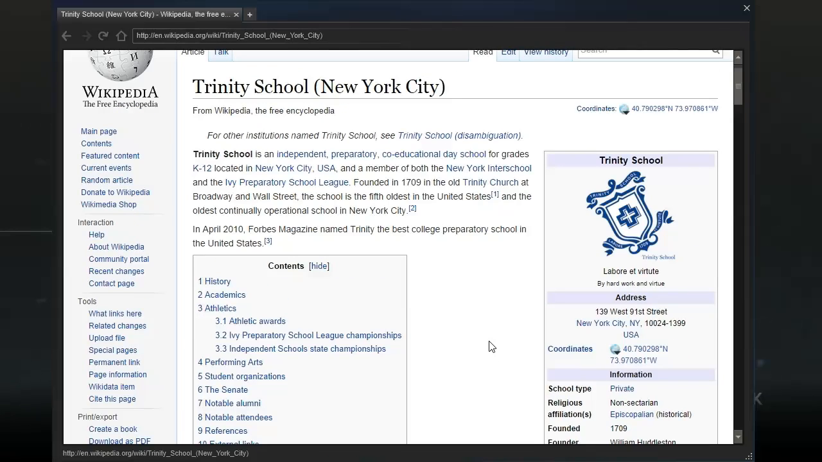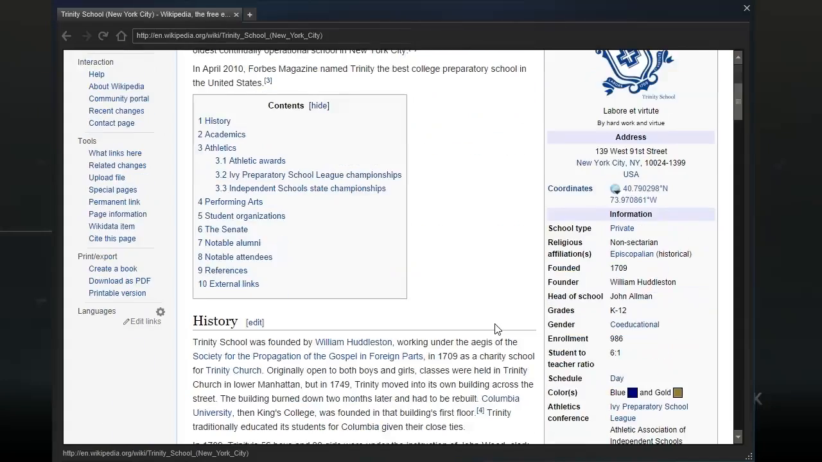Trinity School is an independent preparatory co-educational day school for grades K to 12, located in New York City, USA, and a member of both the New York Interschool and the Ivy Preparatory School League. Founded in 1709 in the Old Trinity Church at Broadway and Wall Street, the school is the 5th oldest in the United States and the oldest continually operated school in New York City. In April 2010, Forbes magazine named Trinity the best college preparatory school in the United States. Alright, if you say so.